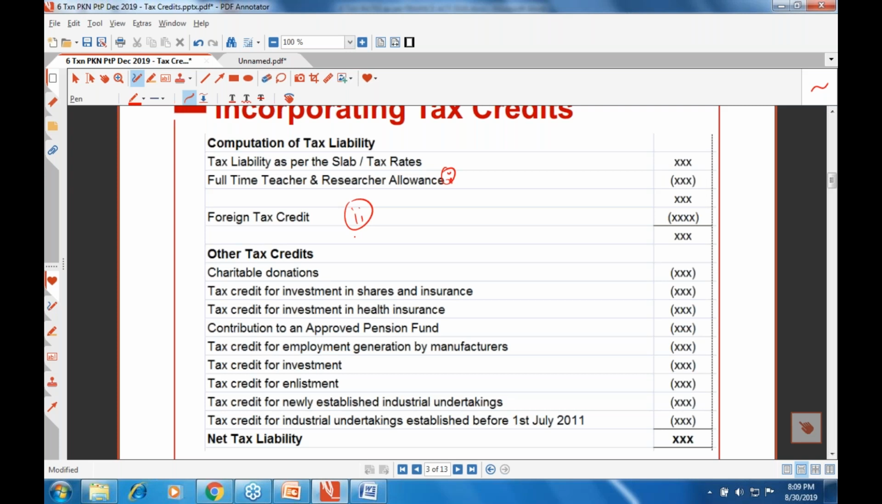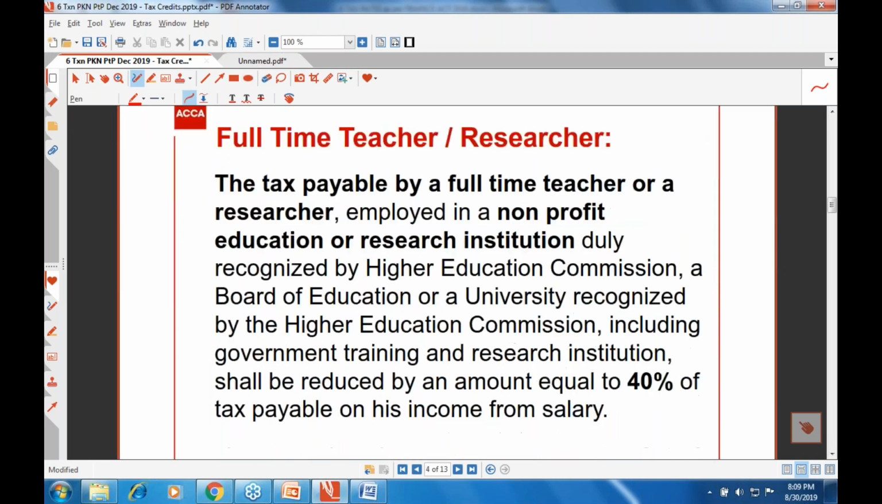The first thing that I've mentioned here is basically in the computation of the tax liability, there is a full-time teacher and researcher allowance. Now, what exactly do you mean by this full-time teacher and researcher allowance? Let's just start discussing. There is a relevant provision mentioned here with respect to the full-time teacher researcher. But what I'm actually going to do is discuss it first, and then go through this specific provision of the law. Now, what exactly is it? Let's try to understand.